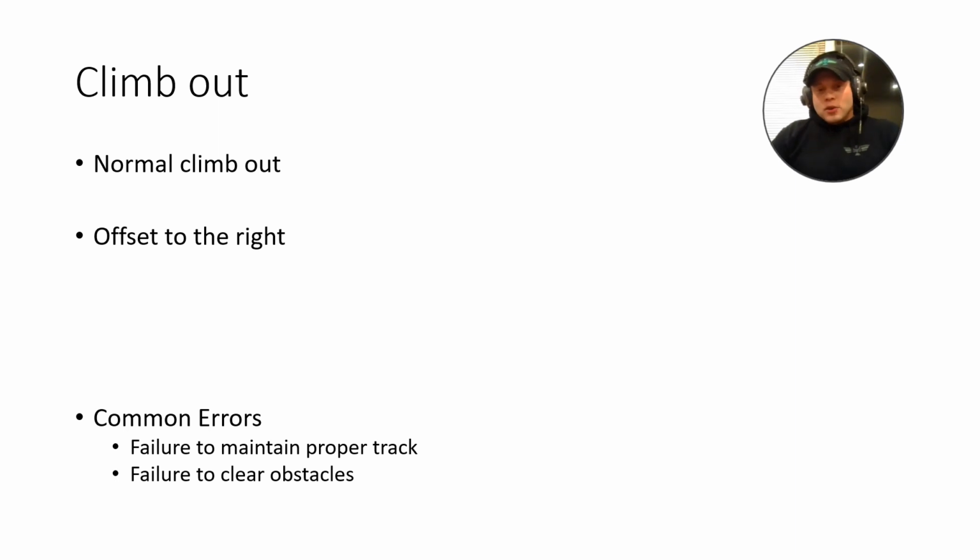Now, your climb out should be just a regular climb out. There's nothing inherently different from a climb out from a regular takeoff compared to a go-around. The one thing that you do need to do a little differently is offset to the right.